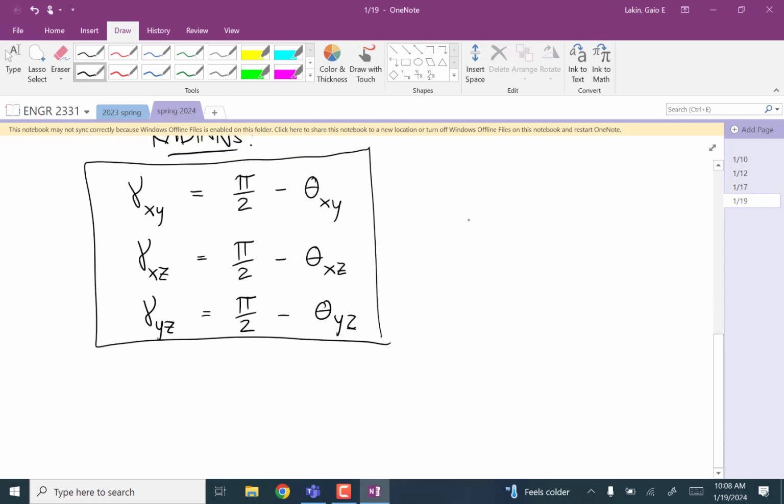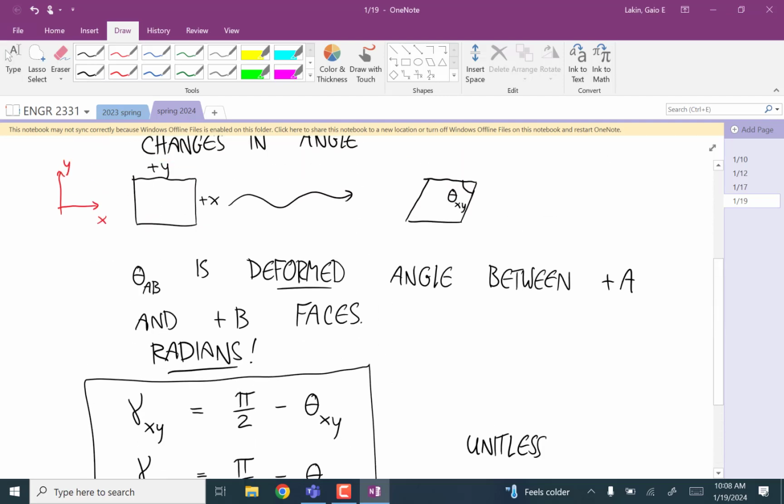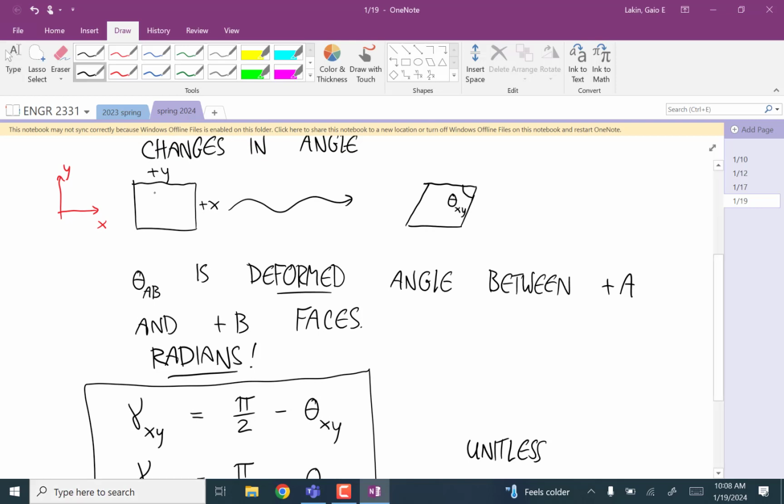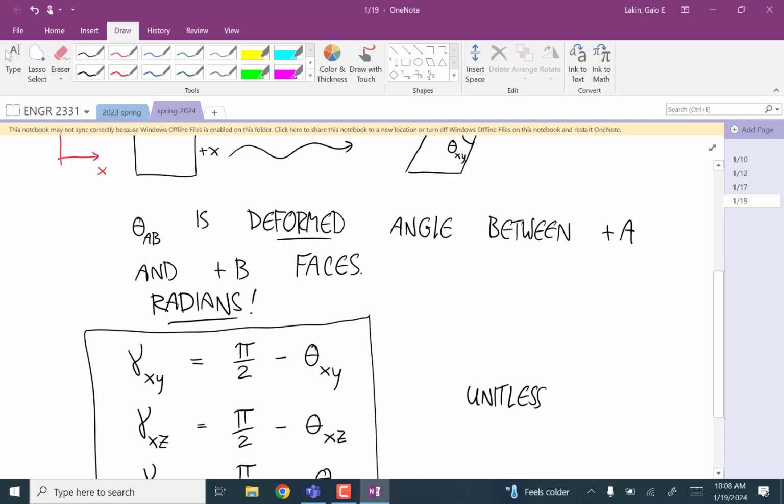And again, this is unitless because these are radians. Okay, so let's see an example. What if that starting piece wasn't rectangular, by the way? What if this started out as like sort of a trapezoid kind of thing? I guess it would have to be a parallelogram of some kind. But then you just have this starting angle wouldn't be pi over 2. It would be whatever the starting angle was.